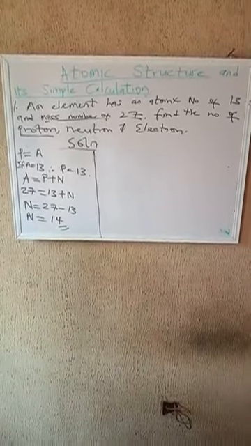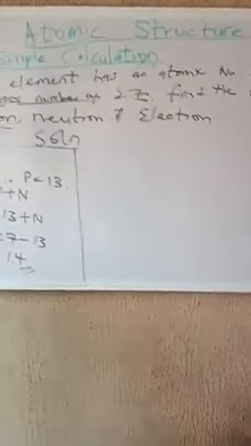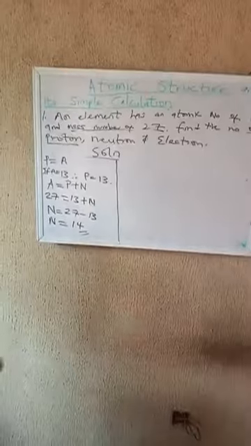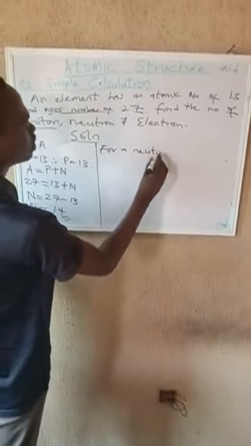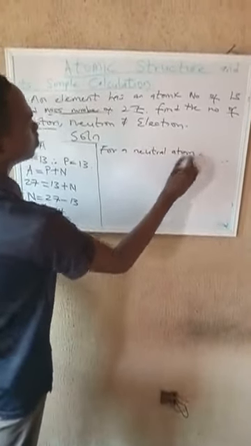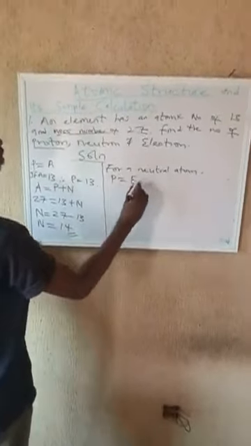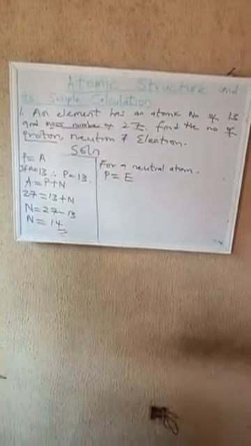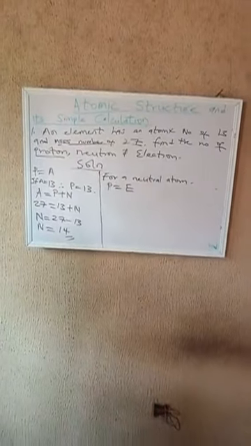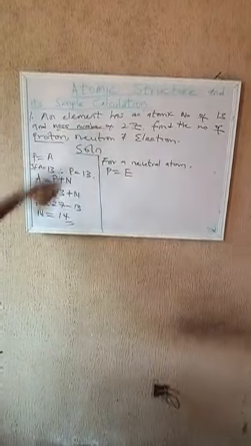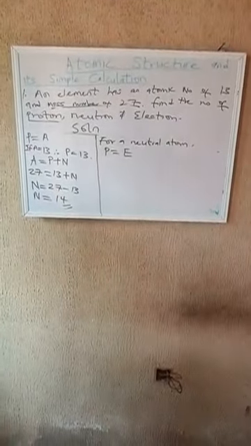We find out that it is a neutral atom. And for a neutral atom, the proton is usually equal to the electron. For an atom to be electrically neutral, the proton must be equal to the electron. And is it a neutral atom there? It was not stated. Had it been inside the question, it was stated.